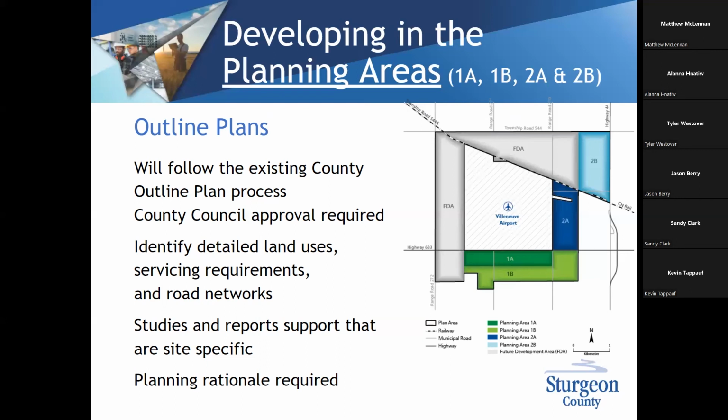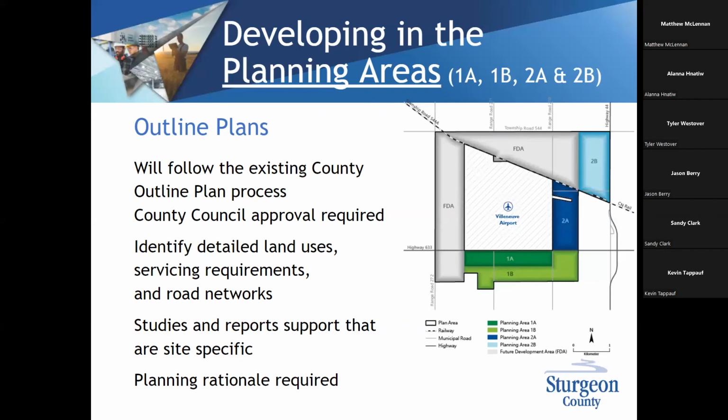So when an outline plan comes in, administration will review the outline plan application once it's submitted by the developer, and those, again, supporting studies and additional information will be required. The outline plan will then be presented to County Council for consideration, and an approval from County Council in those planning areas 1 and 2 will be required prior to development taking place. That does offer another opportunity for the public to take a look at what's proposed.